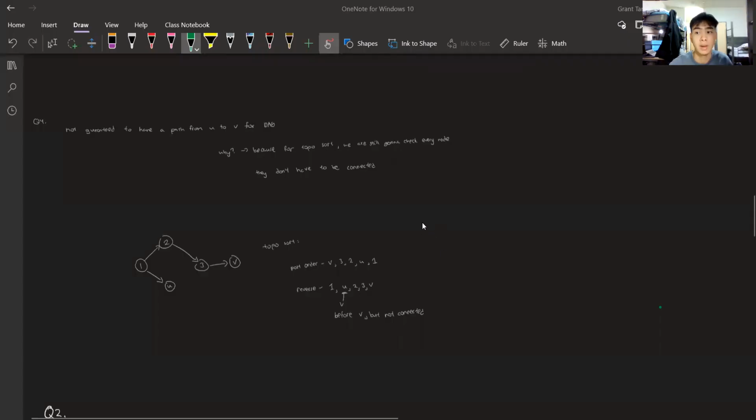Lastly, for question 4, my answer was false. Here I drew a counterexample with 5 nodes where I did the topological order of this graph right here, and I got 1, u, 2, 3, v. As you can see, in the topological order, u comes before v. However, if you look at the graph here, u is not connected to v. Because this is a directed graph, u cannot go back to 1, so u cannot go to 1. Therefore, u and v are actually not connected, meaning that there is no path from u to v.